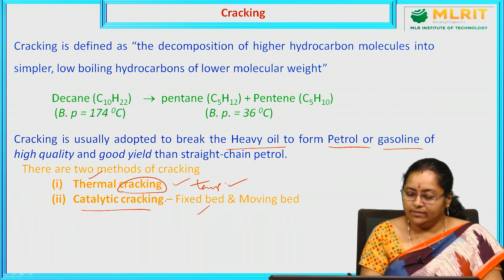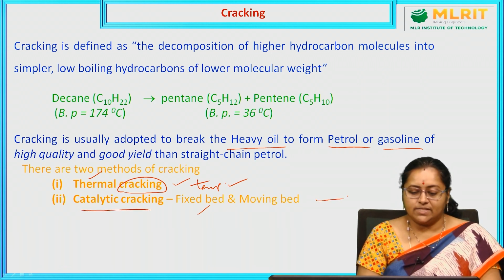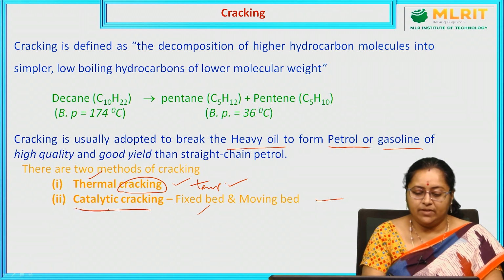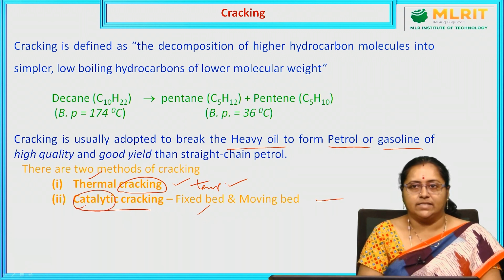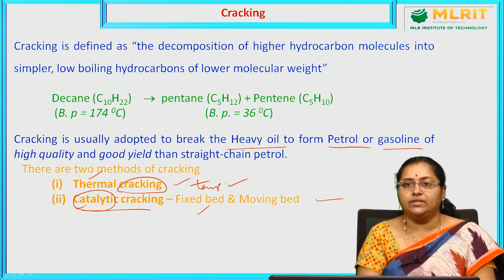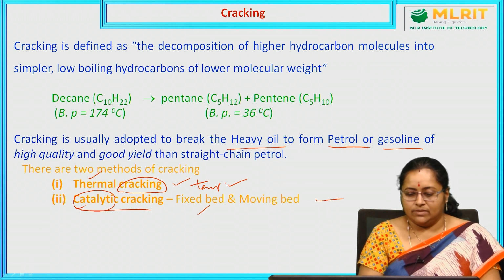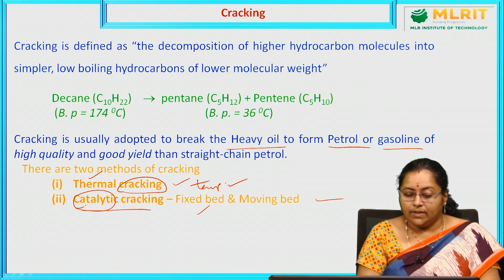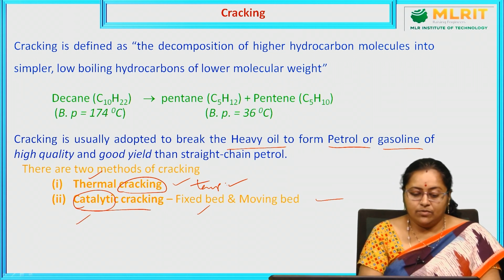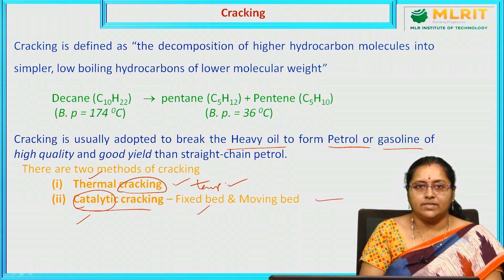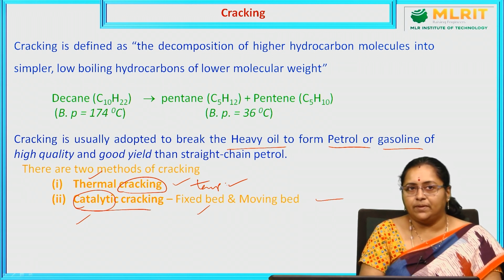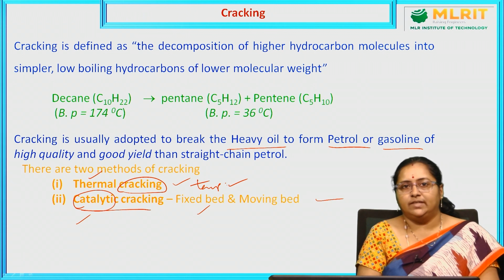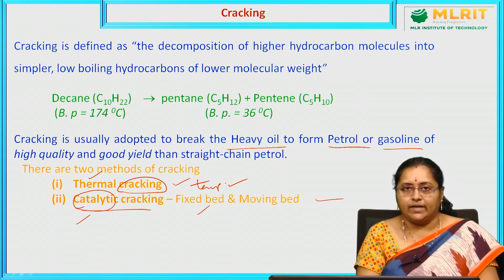And the second type of cracking is catalytic cracking. This name itself represents that we will make use of a catalyst for carrying out the cracking process. Along with some amount of temperature that we need to supply, which is a must for any reaction to take place, in this second case we carry out the entire cracking process by supplying some temperature as well as in the presence of a catalyst. That is why it is called catalytic cracking.